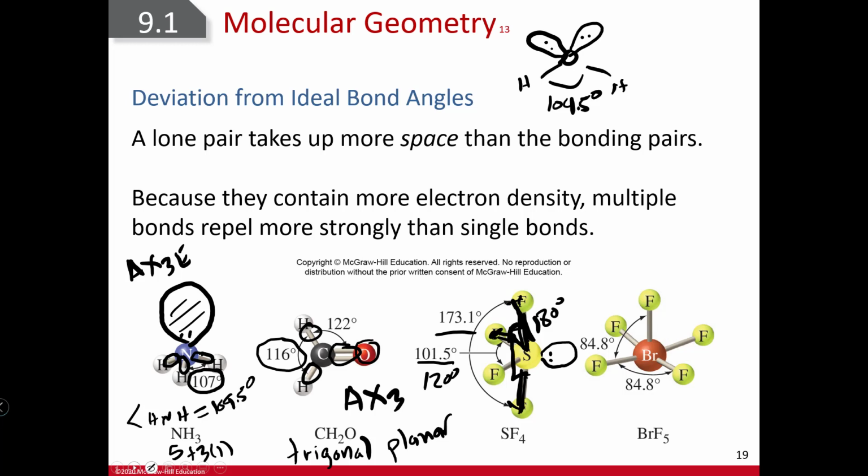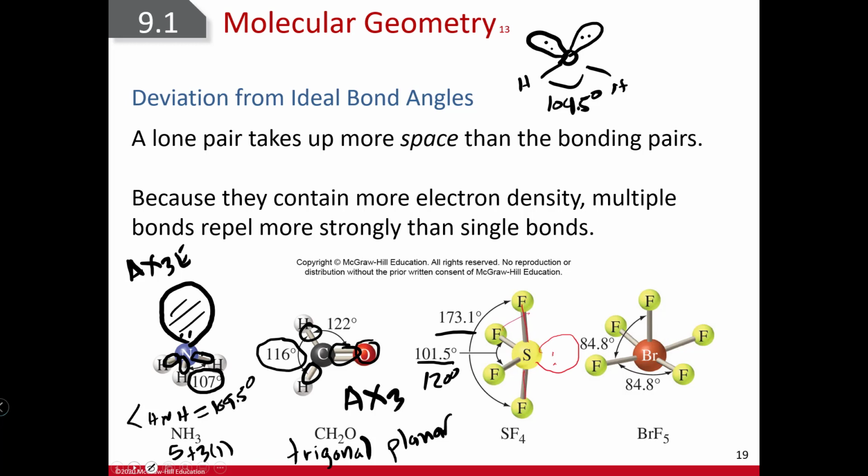Maybe I better clean that up. Let's do that. All right, so let's change that. So you've got the 2 lone pairs here. They're not showing. And it forces these backwards, which reduces this angle here.